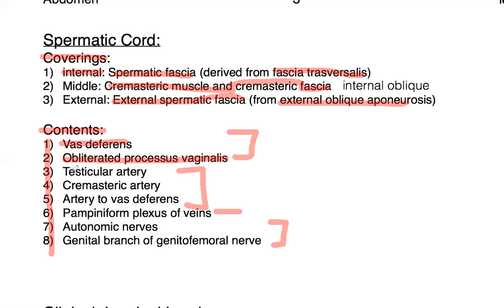Then 3 arteries, which are the testicular artery, the cremasteric artery, and the artery to the vas deferens. Then one vein, which is the pampiniform plexus of veins. Then 2 nerves, which are the autonomic nerves and the genital branch of the genitofemoral nerve.